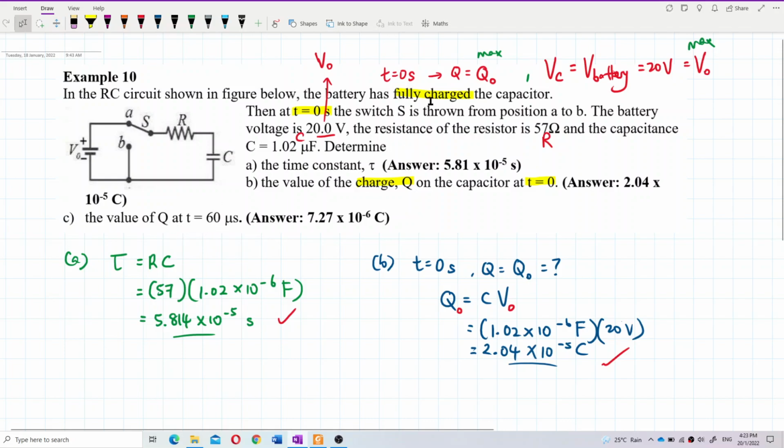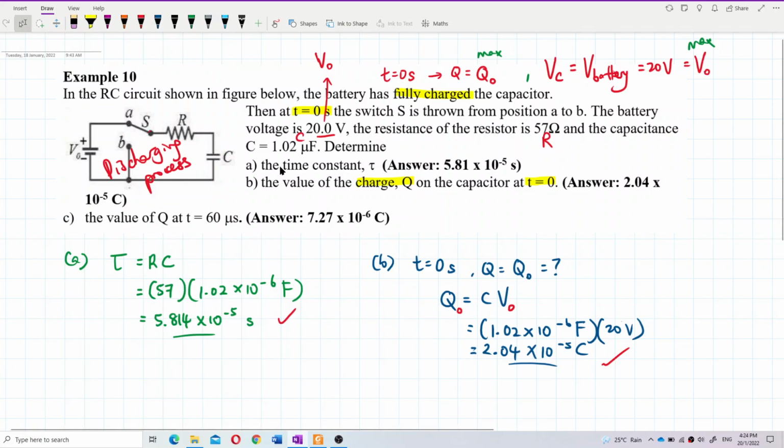Okay, so we can see that at 0 second, the capacitor starts from fully charged, and then once it disconnects the battery, the charge starts to flow through the resistor. So this is a discharging process. We must identify, is this charging or discharging process? So this is a discharging process. Okay, so this is important.